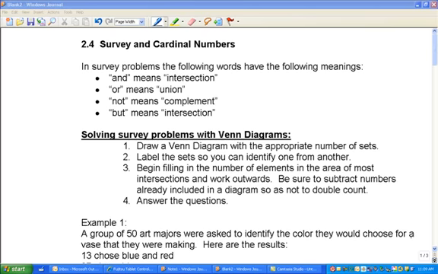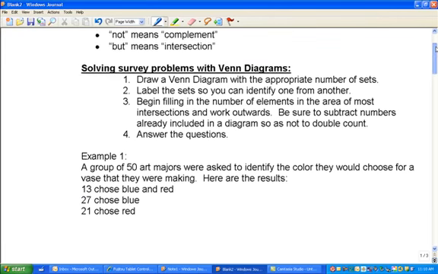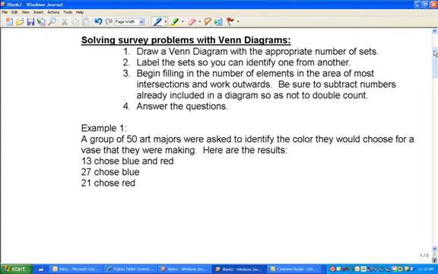Today we're taking a look at section 2.4 on survey and cardinal numbers. In the survey problems, we have some English words that have specific meanings that rely on set theory. And means the same thing as intersection, or means the same thing as union. Not means the same thing as complement, but means the same thing as and. It means intersection.